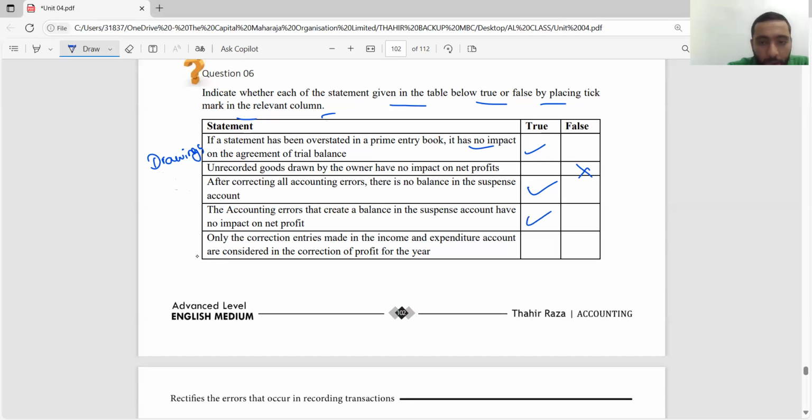Is this correct? There is an impact on the net profit, right? There's an impact to the profit.